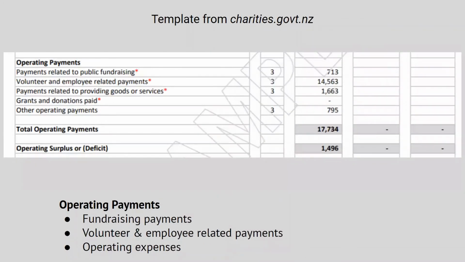Now moving on to the operating payments, just a reminder, this is the money that is leaving your bank account. Examples of this include fundraising payments, volunteer and employee-related payments, and operating expenses. Operating expenses may include things such as stationery or other things like that. Again, if I can draw your attention to the first line, payments related to public fundraising, that totaled $713, and below that are other examples as well.